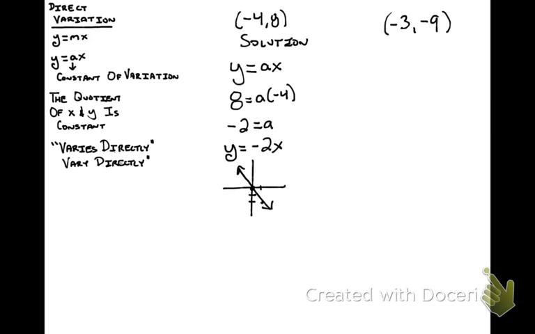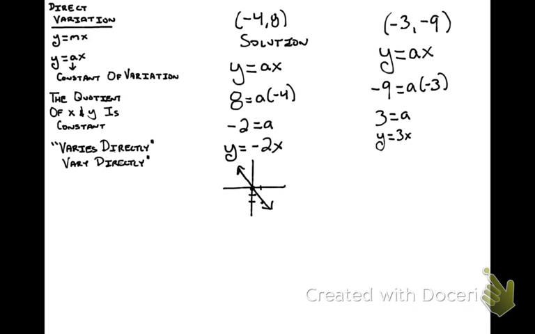Well, if you've paused this and done it on your own, since it's direct variation, you should immediately be thinking, all right, y equals ax, or y equals mx. And you know that y is negative 9 when x is negative 3. Dividing both sides by negative 3, we find that a is 3, which is the constant of variation. This means our equation is y equals 3x.